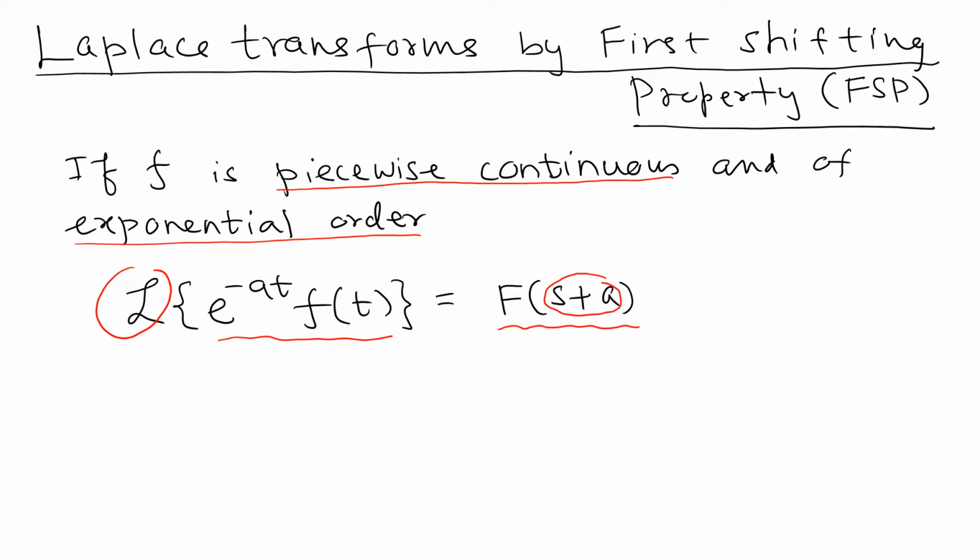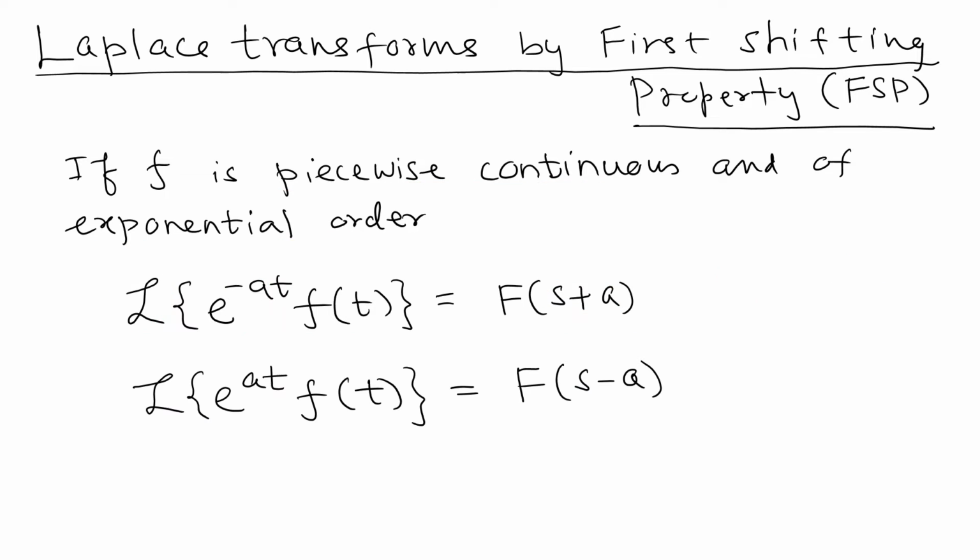Remember, when you have a negative a, we add a. So there's a sign change. That's something we need to remember: we change the sign and add. That's how we remember. And if you want to remember the other way, when you have e to the at, now we have a positive, and then it's going to be negative on the other side. So you can remember it either way. It doesn't really matter.